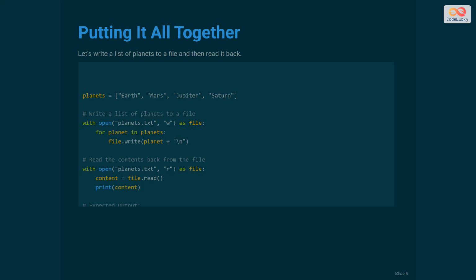Let's see a practical example. Here, we first create a list of planets. We then use a with statement to open a file named planets.txt in write mode. Inside the block, we loop through our list and write each planet's name to the file, followed by a newline character. Afterwards, we use another with statement to open the same file in read mode, read all of its content, and then print it to the console. The output shows that our program successfully wrote to and read from the file.